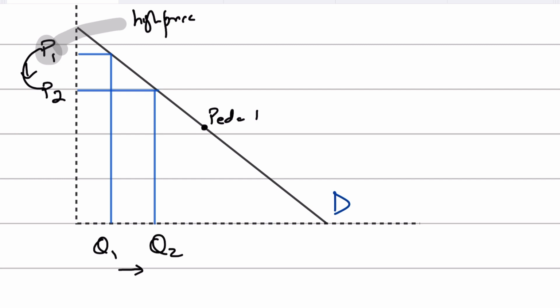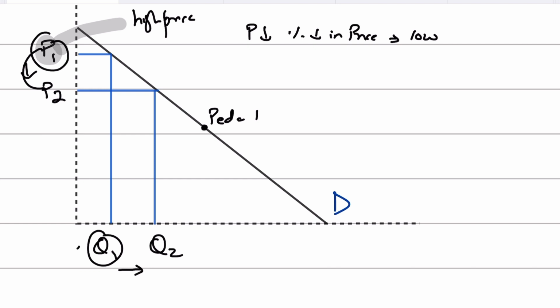But on the other hand, if you see all the possible quantities that could be consumed along the demand curve, Q1 is quite low. So if the price falls from P1 to P2, then the percentage fall in price in this case would be quite low. Why? Because the starting point of the price fall is quite high. The original price is quite high.